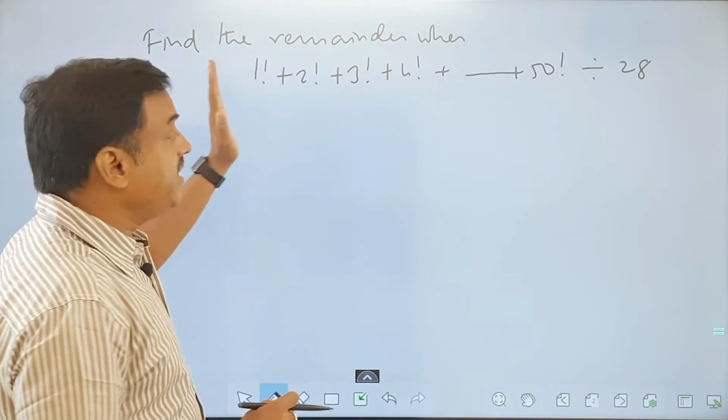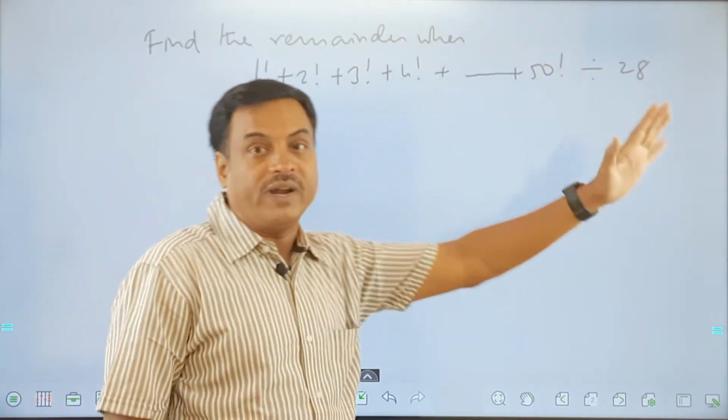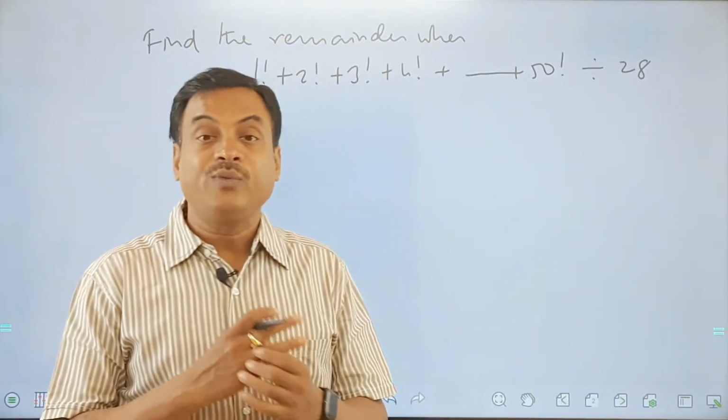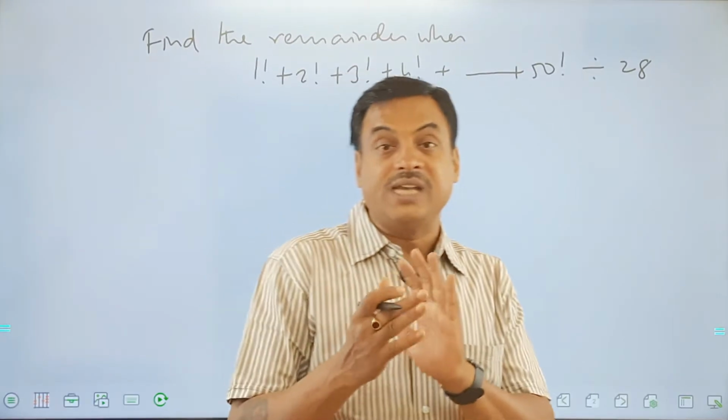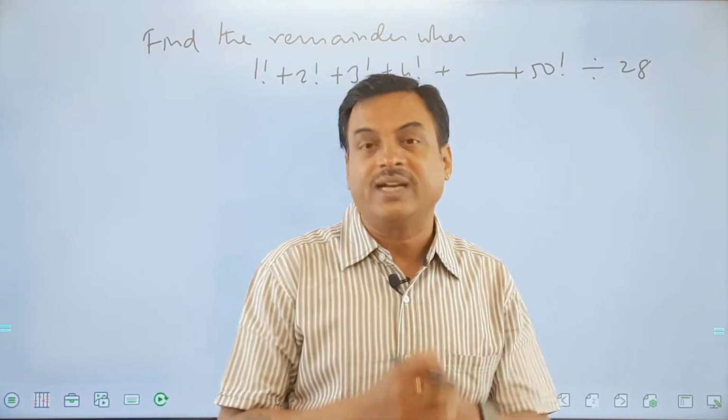Now I may find initial numbers like 1 factorial, 2 factorial, 3 factorial, 4 factorial, maybe I can manage up to 10 factorial also, but finding up to 50 factorial, adding those numbers and then finding an overall remainder is not a correct method, not a correct approach for this.